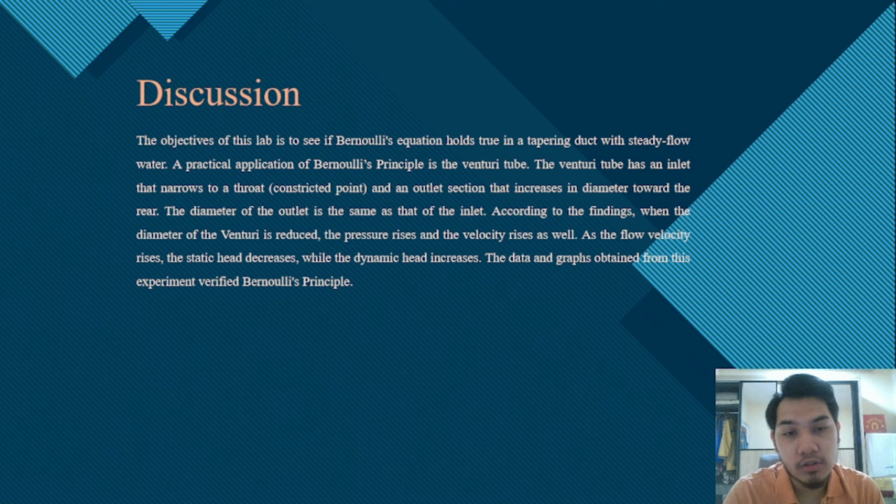The Venturi tube has an inlet that narrows to a throat, a constricted point, and an outlet section that increases in diameter toward the rear. According to the findings, when the diameter of the Venturi is reduced, the pressure rises and the velocity rises as well. As we can see earlier, when the inner diameter becomes smaller, then the pressure and the velocity become higher. So that's what it said.